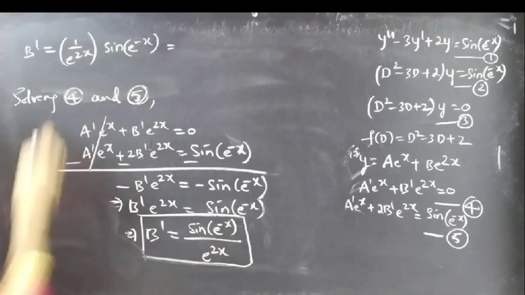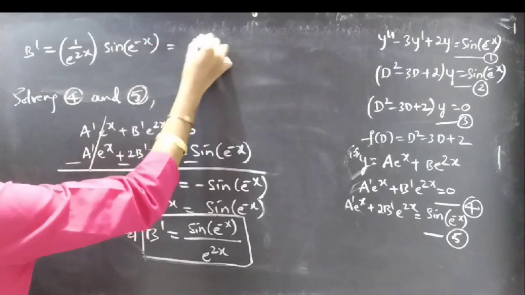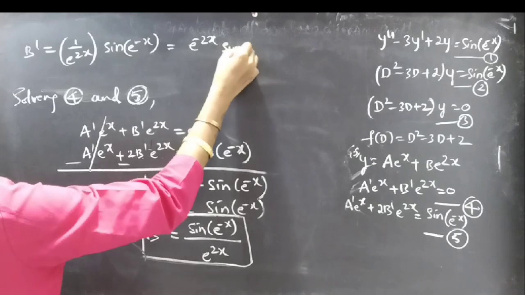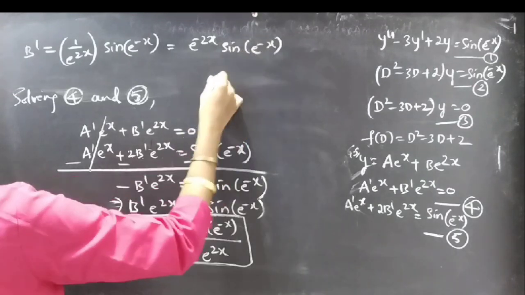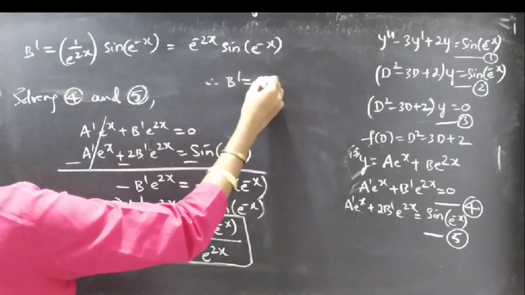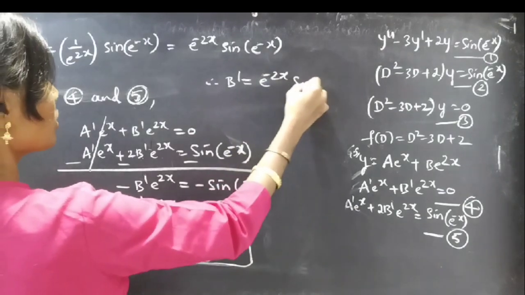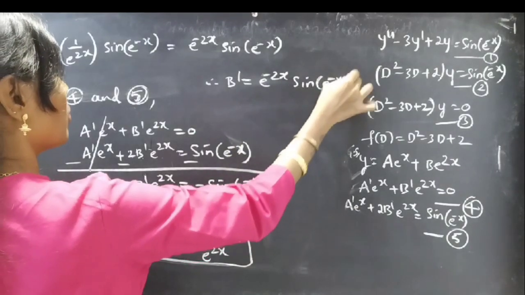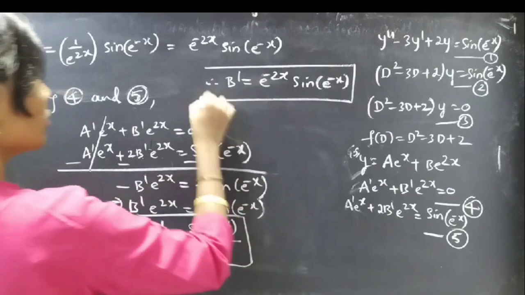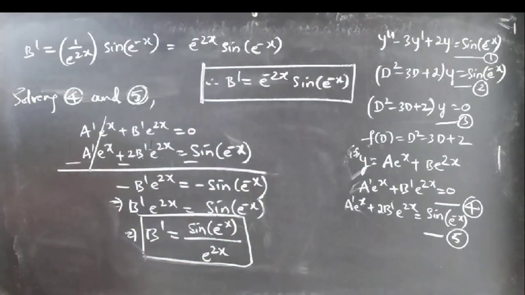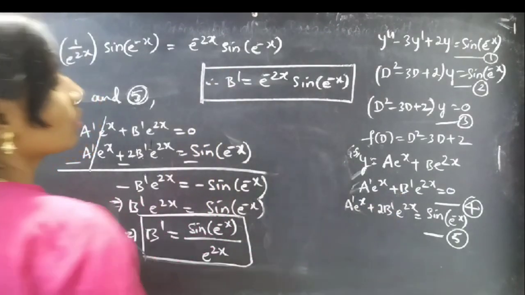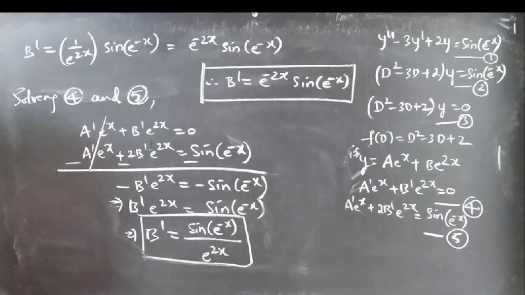We know that the reciprocal of e power 2x is e power minus 2x. We'll get e power minus 2x into sine of e power minus x. Therefore, b dash equals e power minus 2x into sine of e power minus x, right? We got b dash. Now we can substitute this b dash in equation 4 to find a dash.